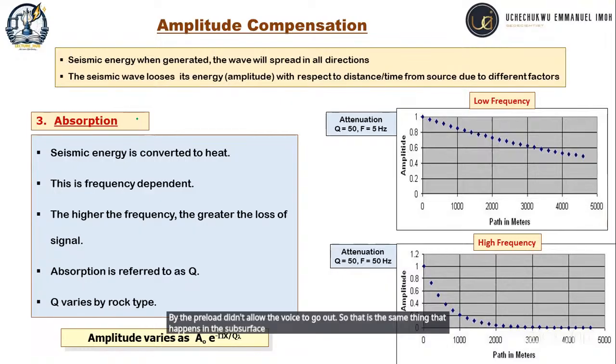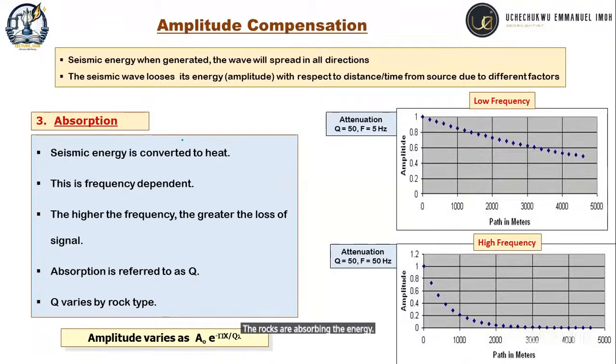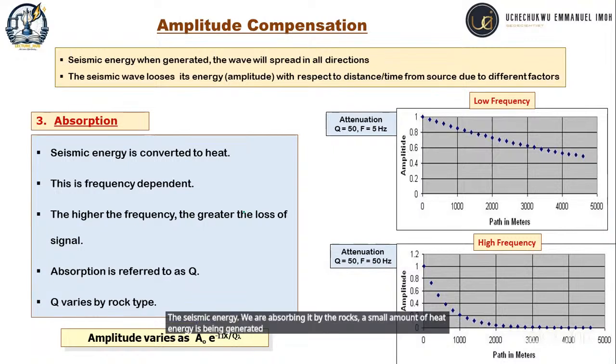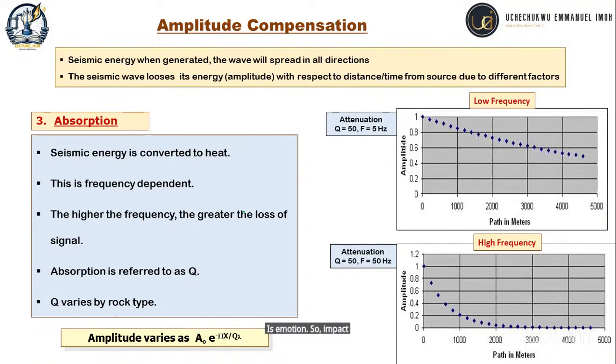As the seismic wave is traveling down into the subsurface, the rocks are absorbing the energy of the seismic wave. So another way that the energy of the seismic wave is lost is through absorption by the subsurface rock. And while the rocks are absorbing the seismic energy, a small amount of heat energy is generated. Because the seismic wave while traveling is mechanical energy, in motion, impacting the different rocks as it travels through them, a small amount of energy is generated, and that energy is heat energy.